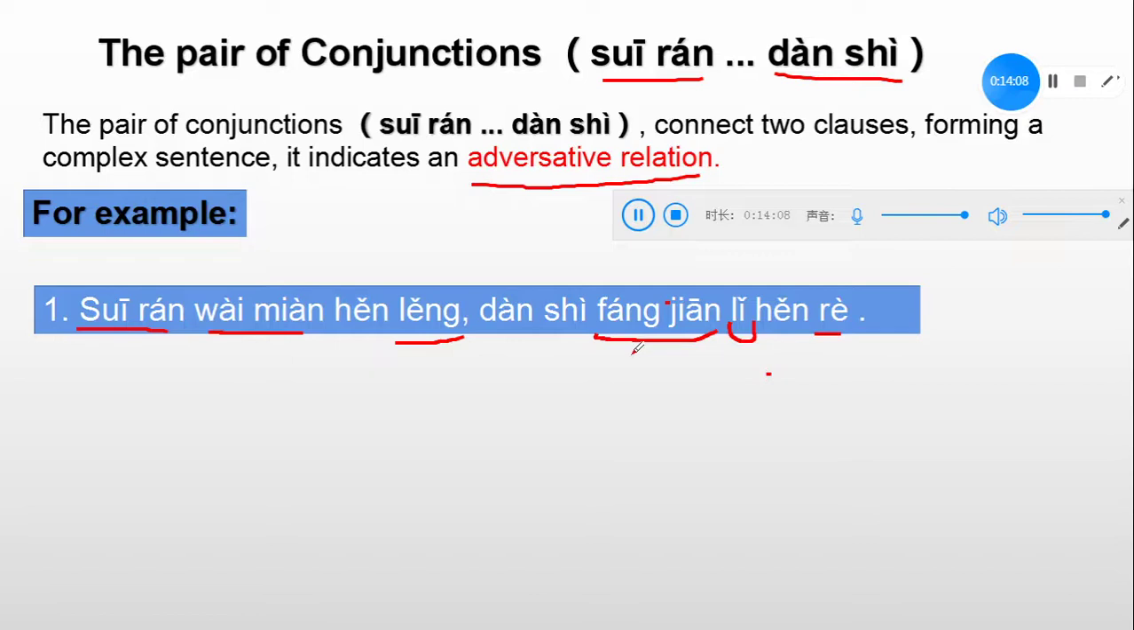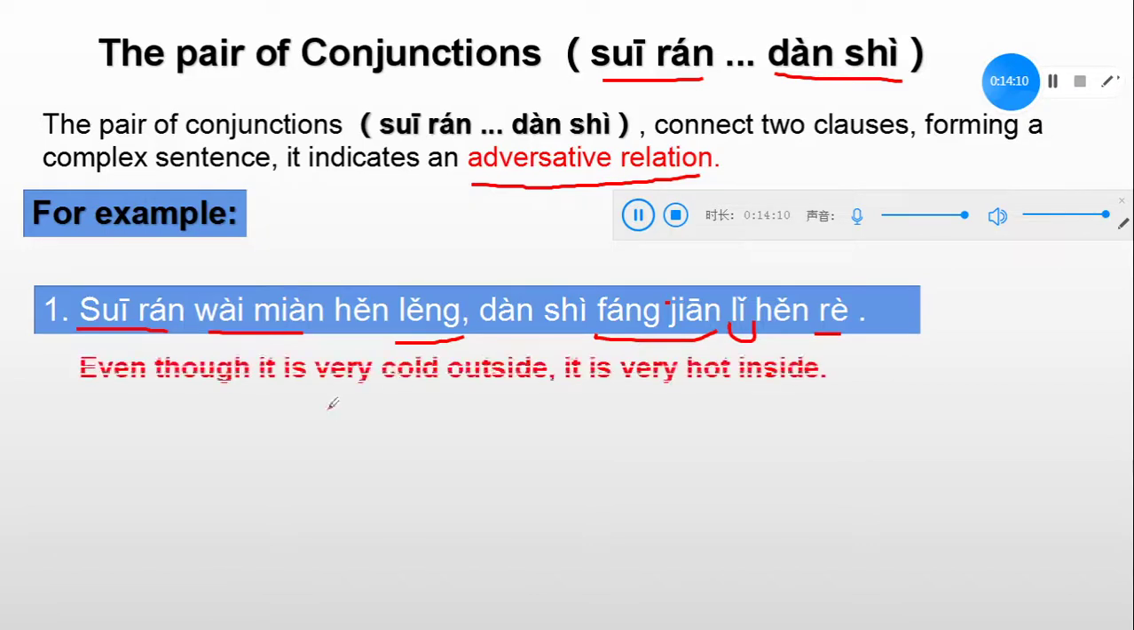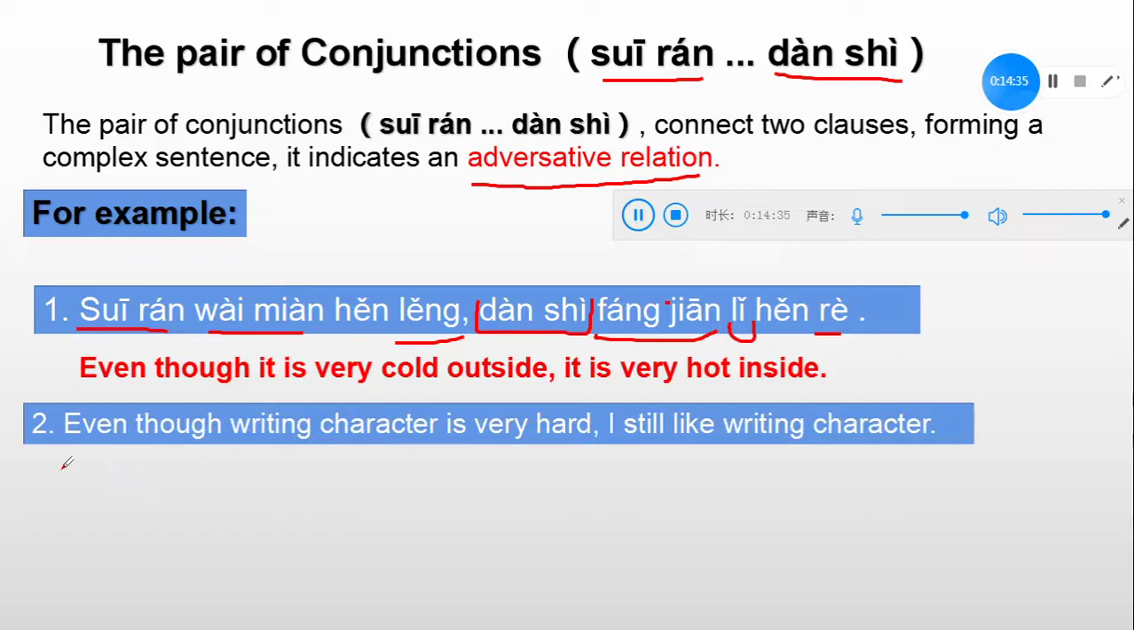Now let's see the English translation. Even though it is very cold outside, it is very hot inside. You see in the English sentence, in the second clause, there's no but. In Chinese, we need to put but, which is 但是, at the beginning of the second clause. Alright, this is example 1. Now we move to example 2. Even though writing characters is very hard, I still like writing characters.